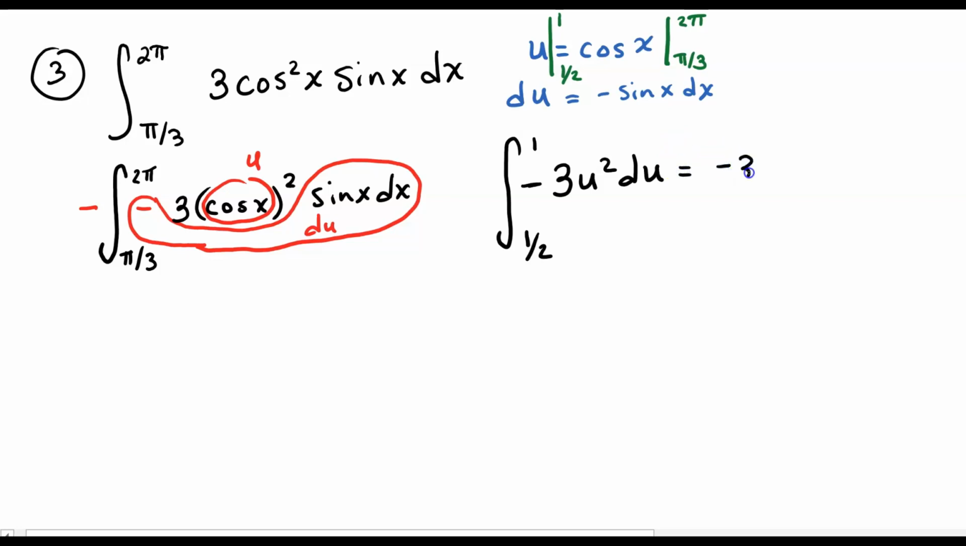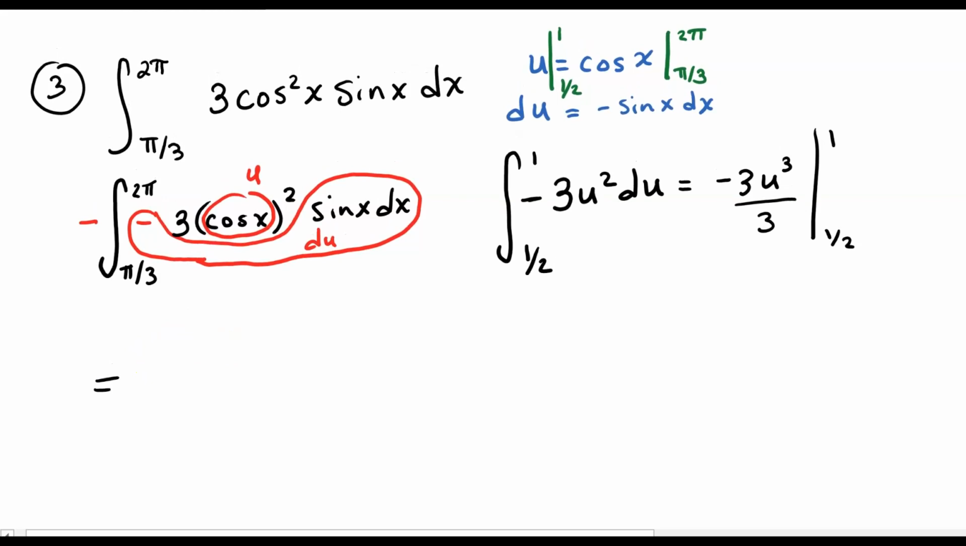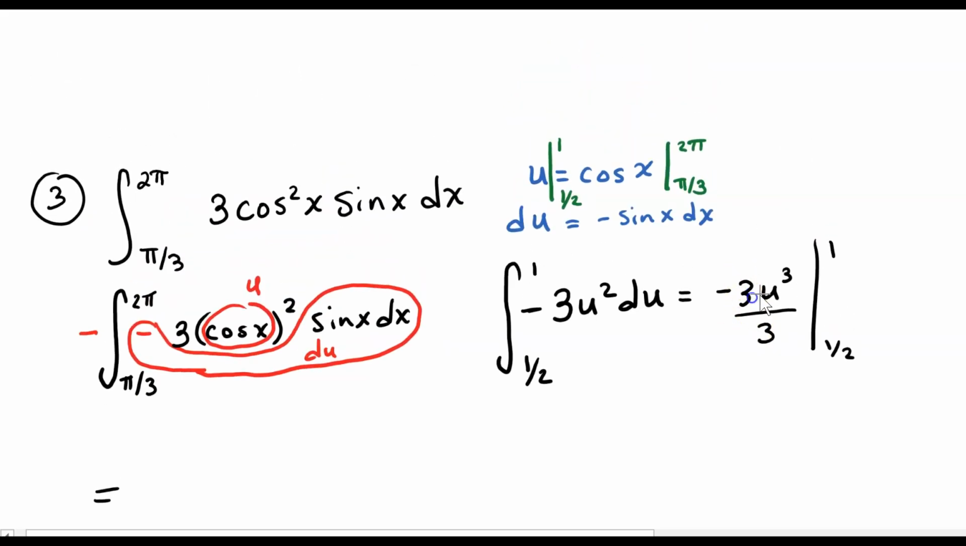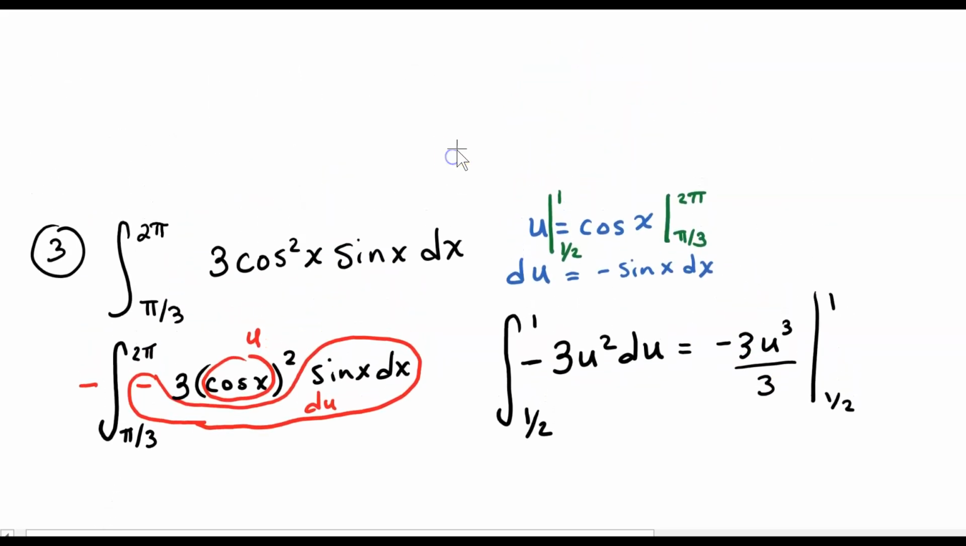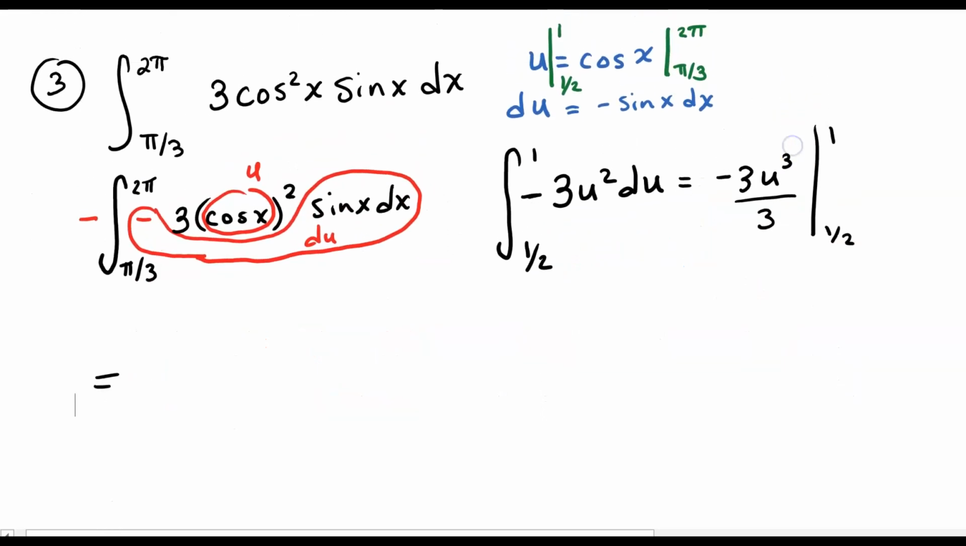We end up getting negative 3u cubed divided by 3, evaluated from 1/2 to 1, which boils down to negative u cubed because the 3's are gone. So we get rid of those 3's like that. And then we're ready to evaluate.